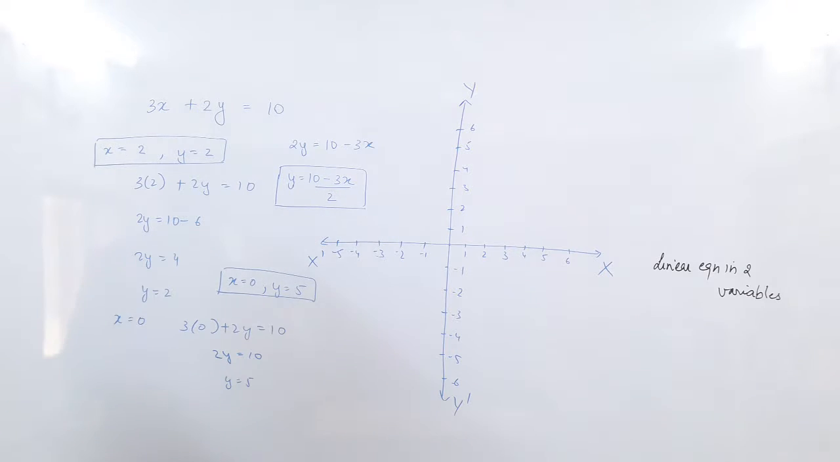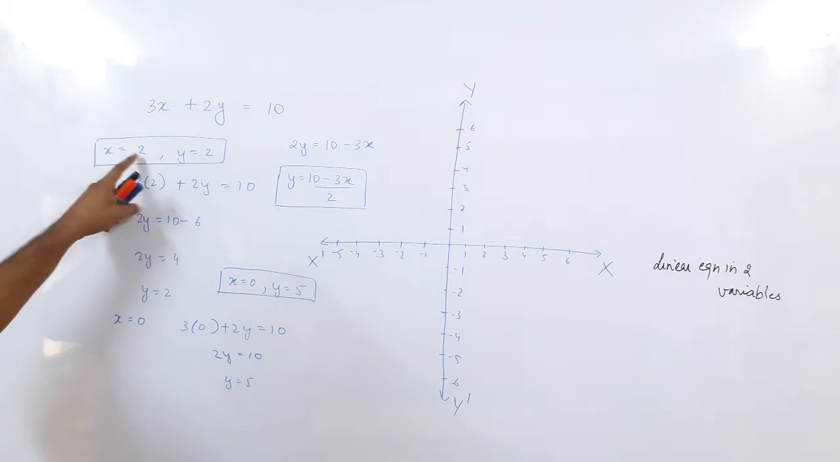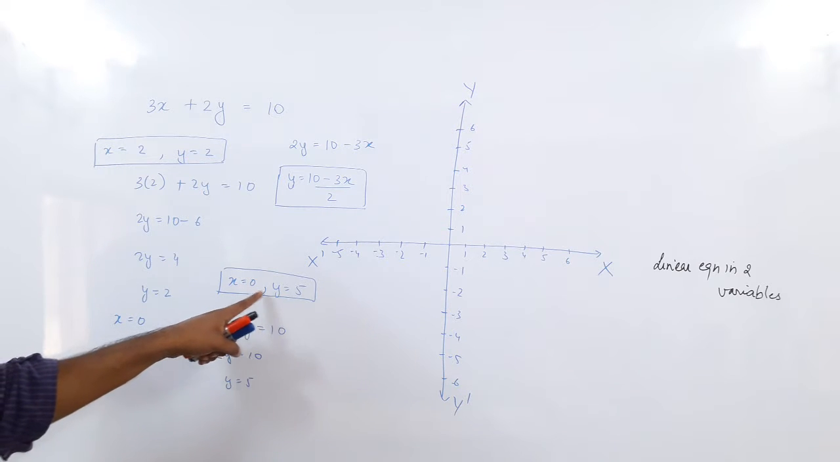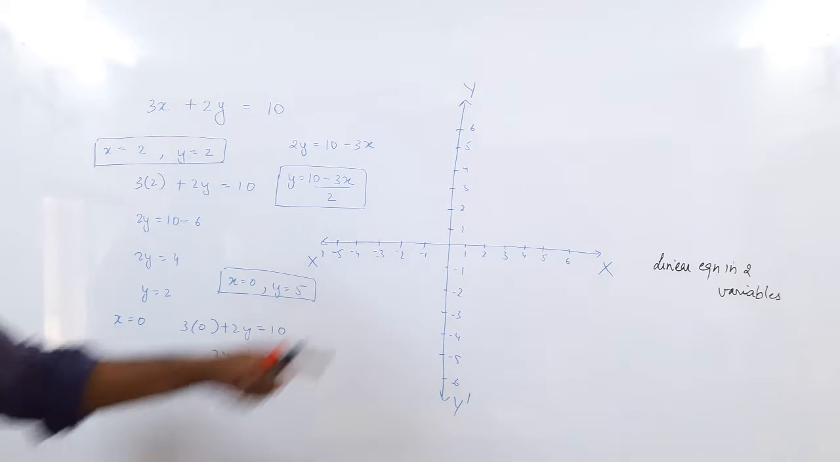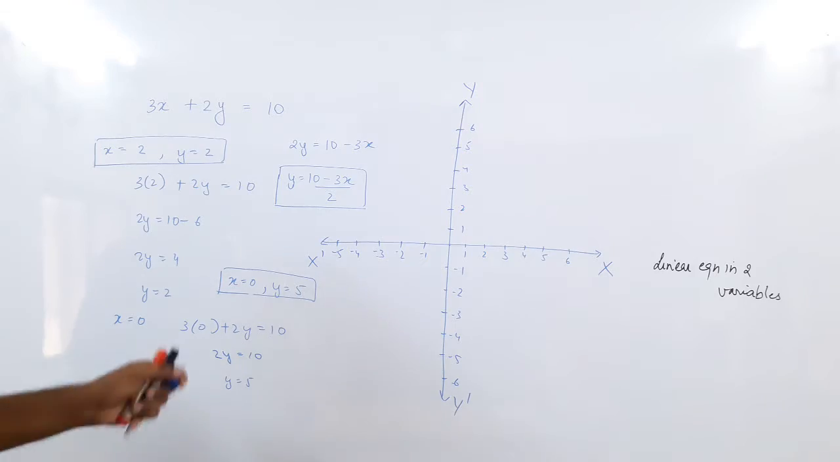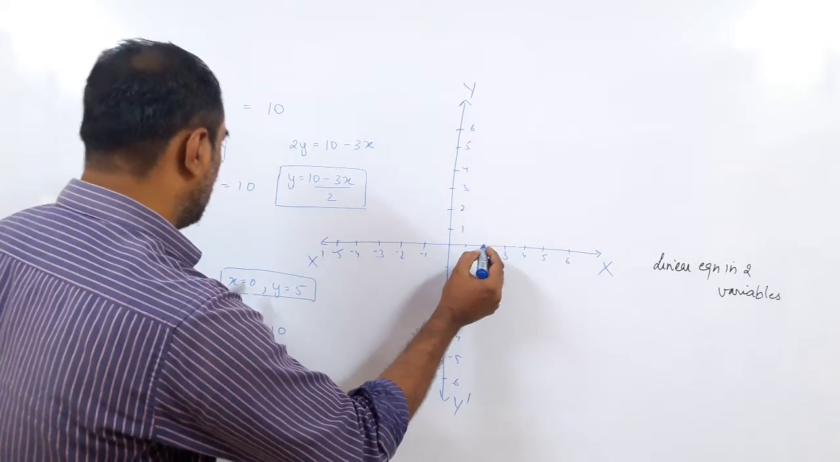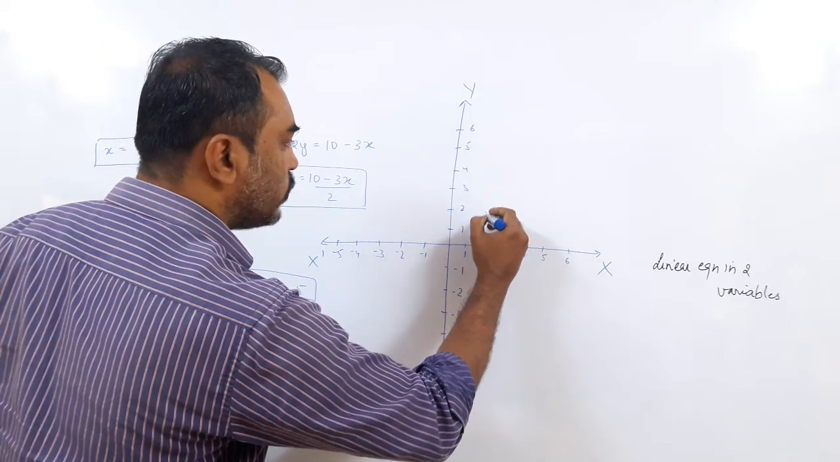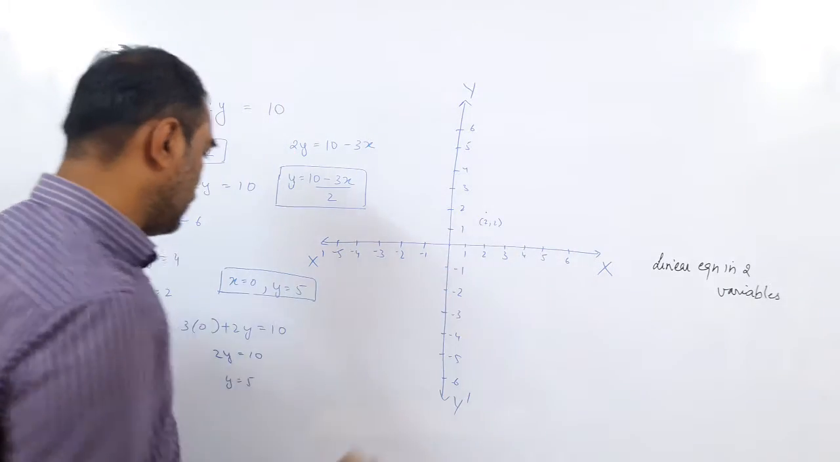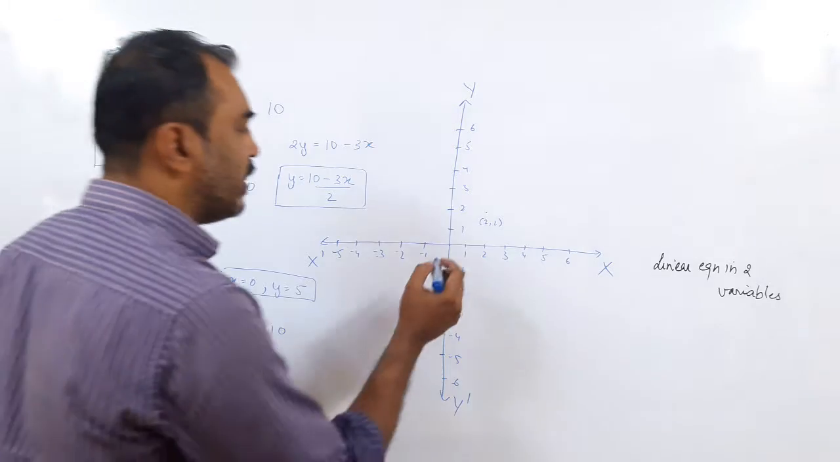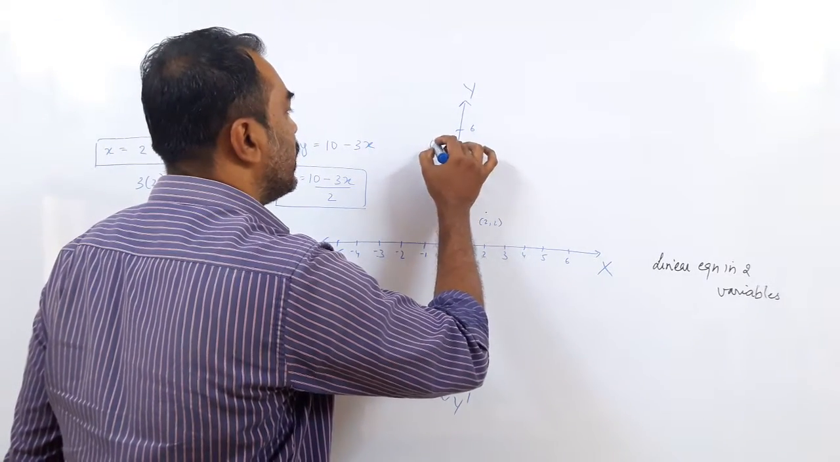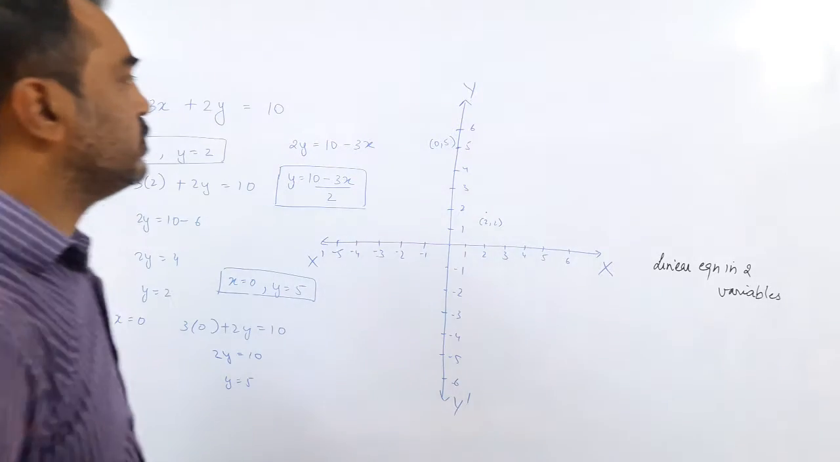Now which values can I take of x? I saw when I take x equal to 2, I get y equal to 2. When I put x equal to 0, I get y equal to 5. So should I plot it on the graph? When x is 2, y is 2, I get this point 2, comma 2. When x is 0, y is 5, so this point I get 0, comma 5.